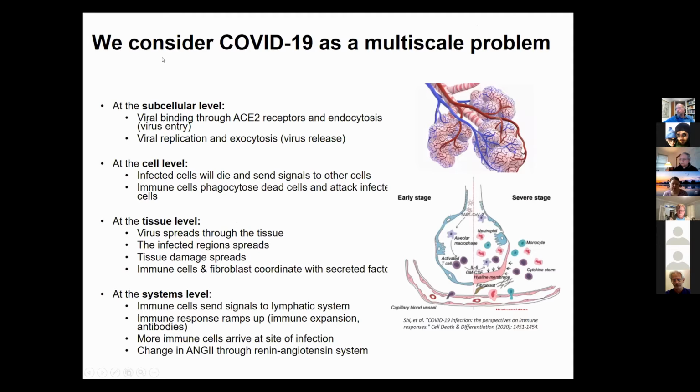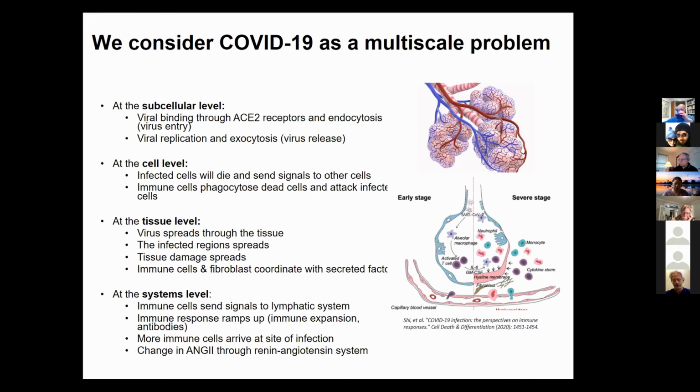We're considering COVID-19 as a multi-scale problem, and we do in the model consider subcellular effects where the virus binds to the ACE2 receptors and moves into healthy cells, and then where the virus itself can replicate and can release viral particles. At the cellular level, we have different agent-based rules for the death rate and the secretion of various other signals that can communicate between different cell types.